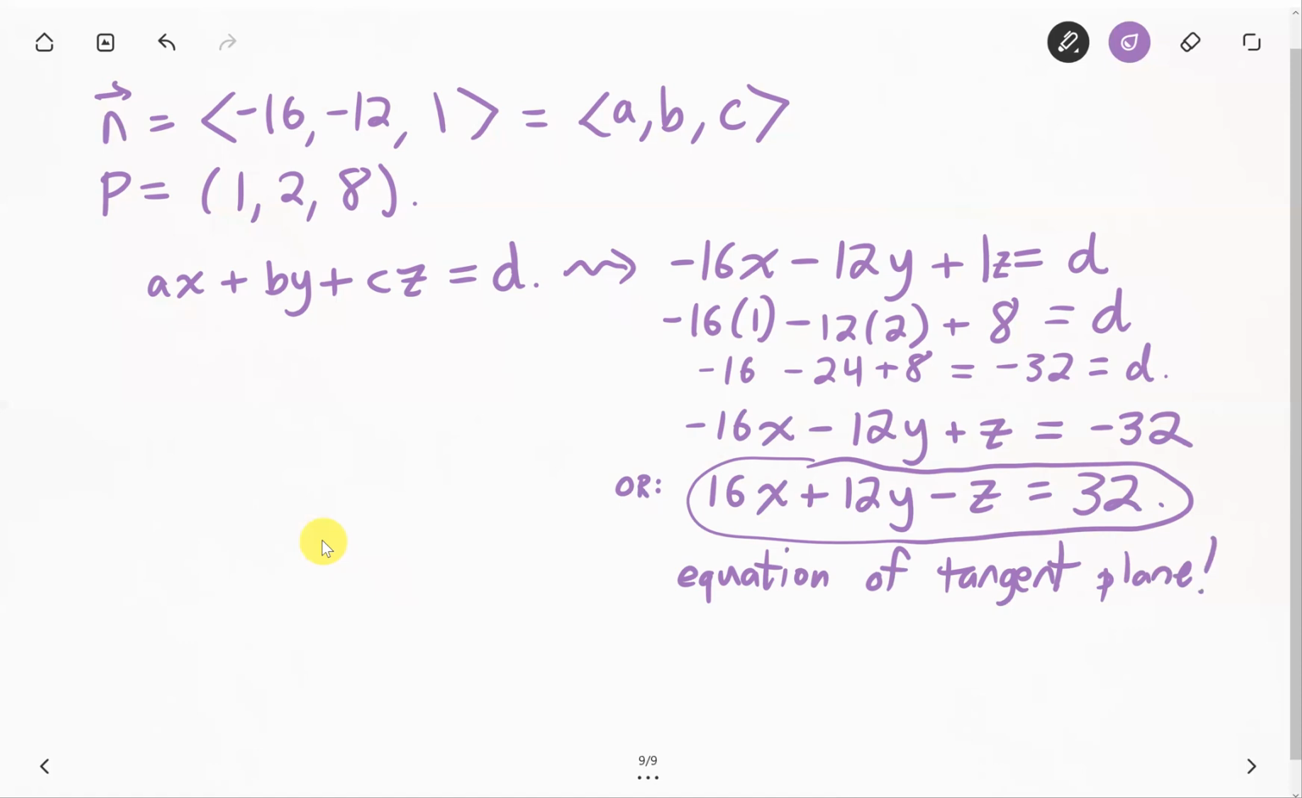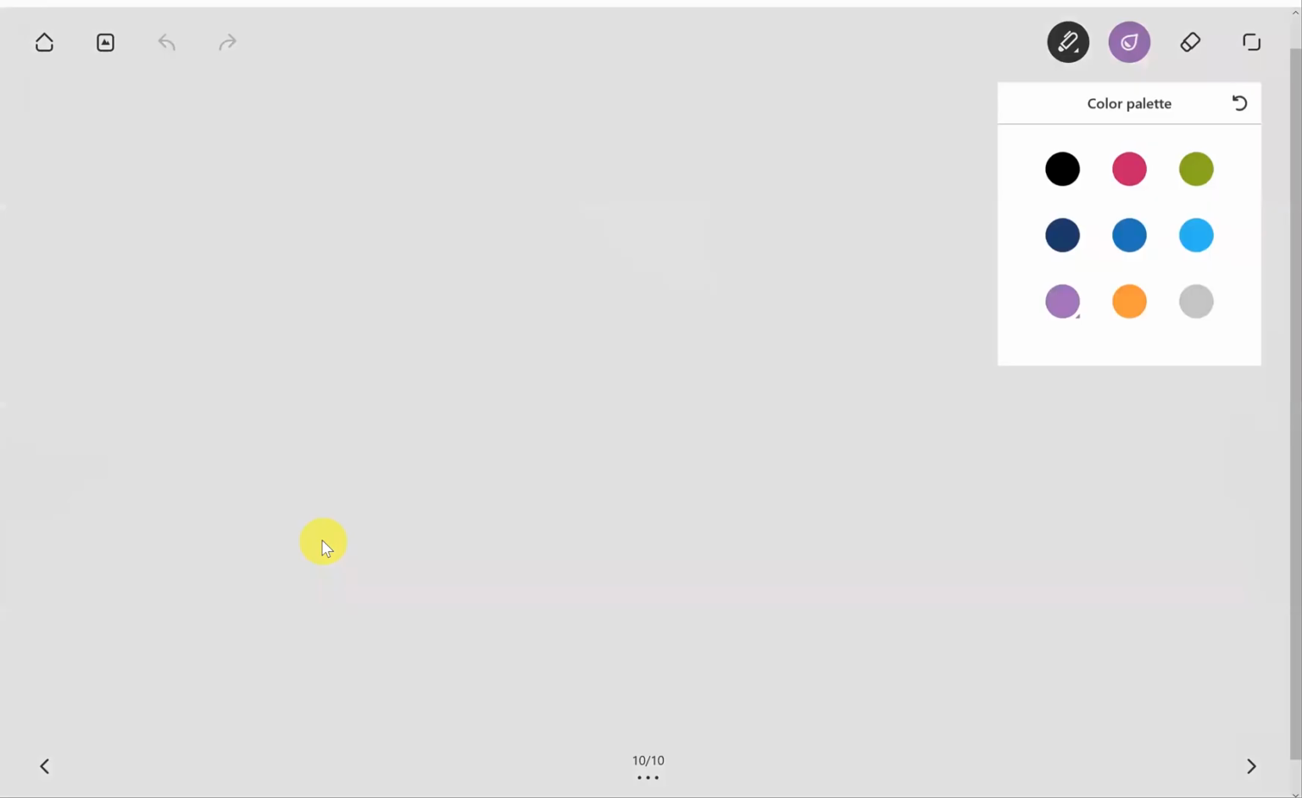And a few things are worth pointing out here. There were some very nice simplifications that happened when we were calculating the normal vector. I want to point out that these aren't coincidences, that we should expect some nice simplifications to occur every time we do this calculation. And so here, let's make a couple of notes. Maybe I'll switch to a dark blue. So, notes on calculating the normal vector n.